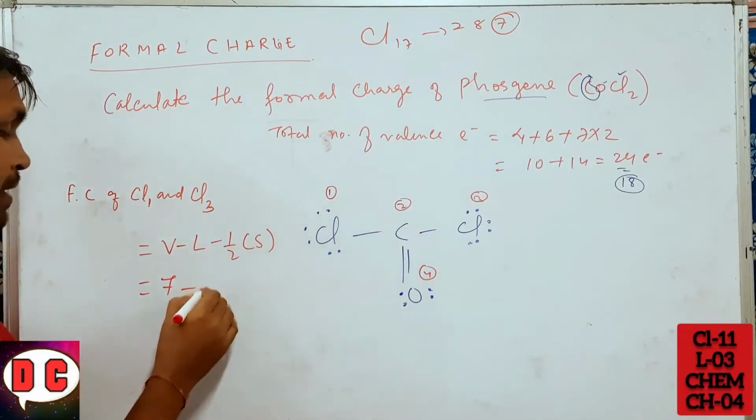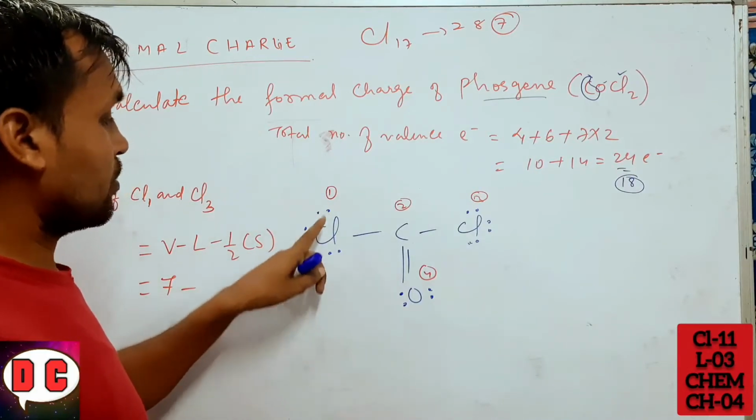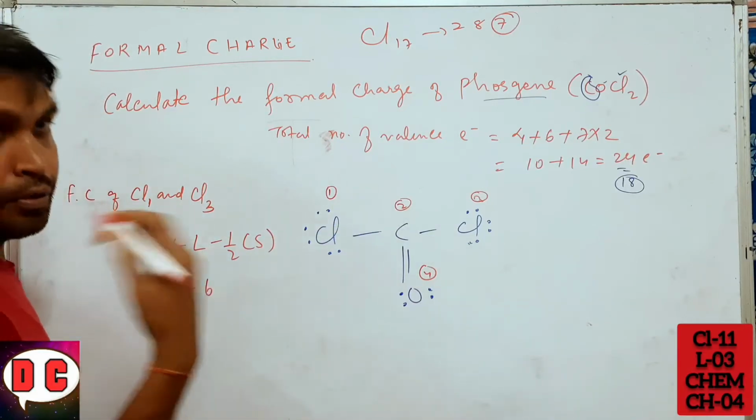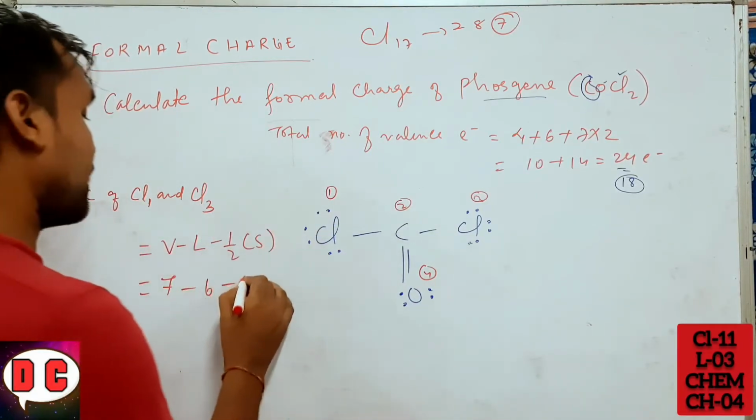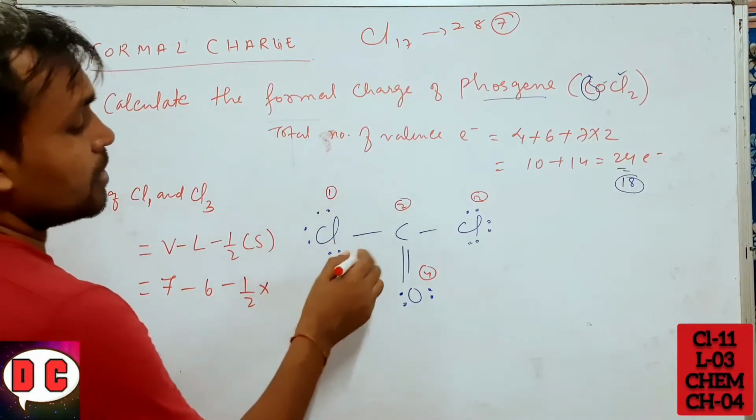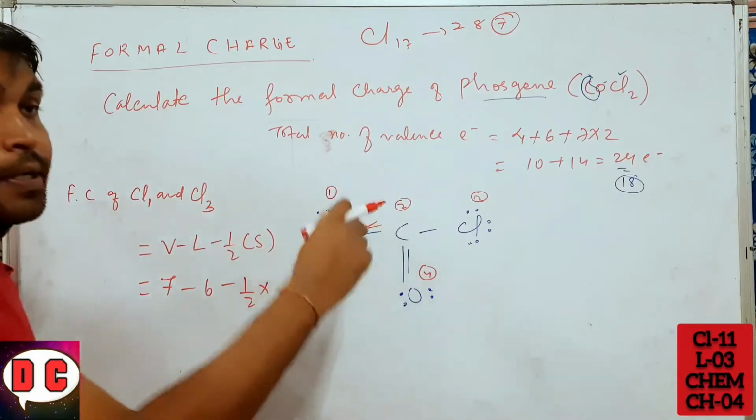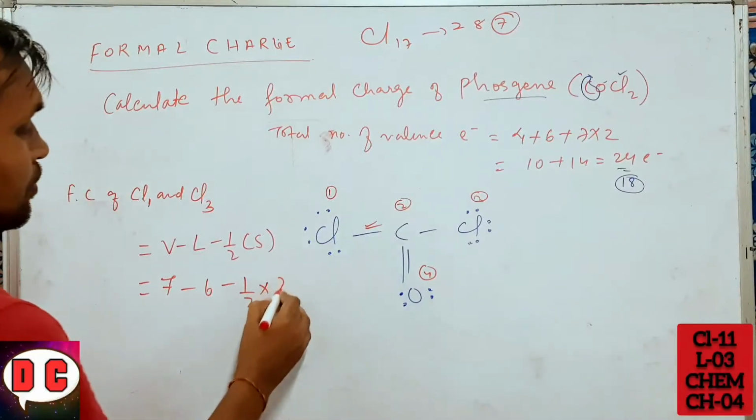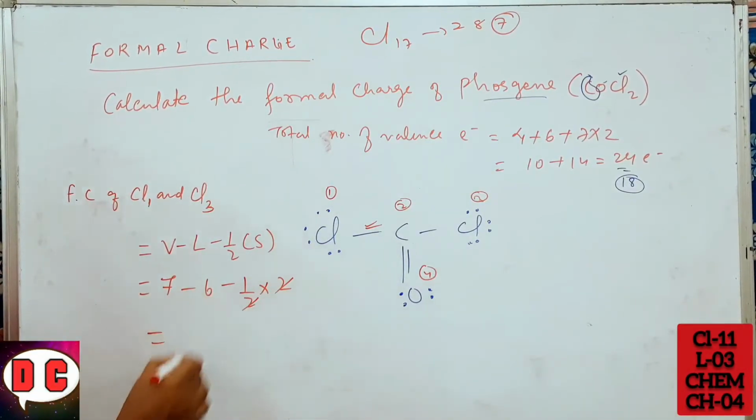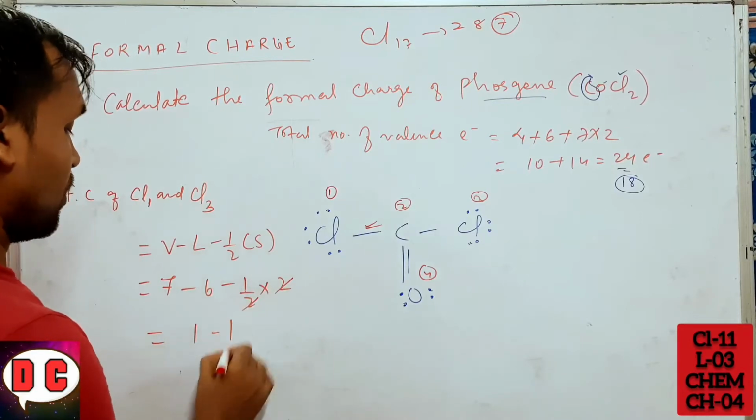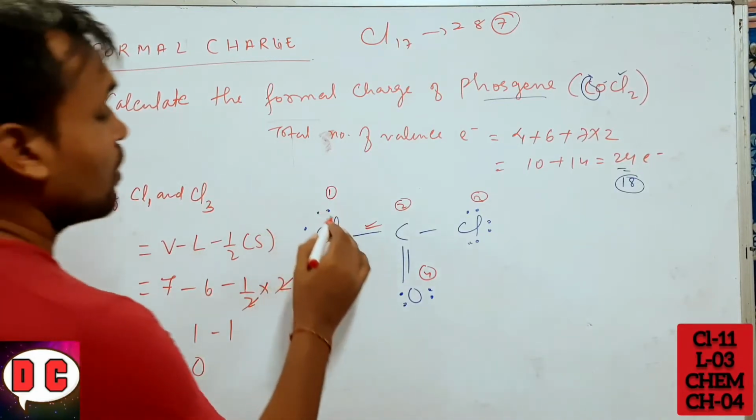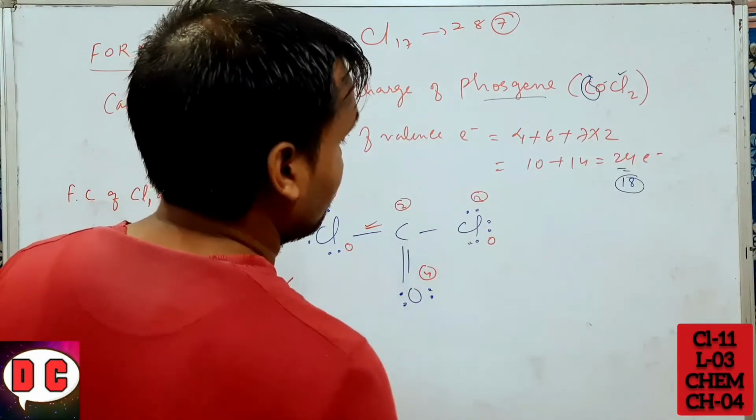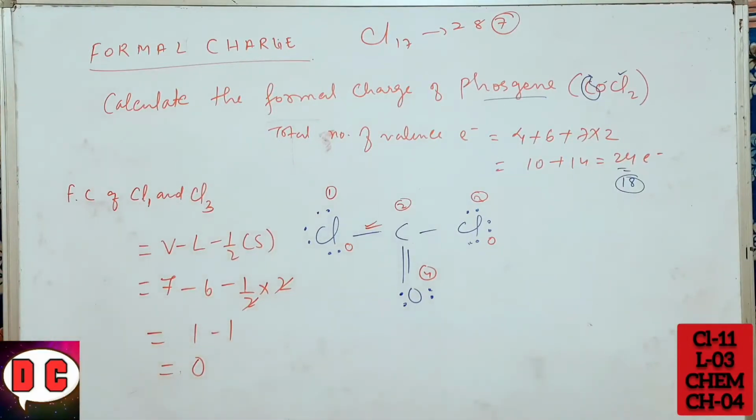So we'll write here 7 minus. What is the number of lone pair electrons it has? 1, 2, 3, 4, 5, 6. 6 electrons are here, which are unused. That is called a lone pair of electrons. Minus half into shared pair. Shared pair means how many bonds it has formed. It has formed only one bond, so for the formation of one bond, 2 electrons are required. So we'll write here 2. 2 cancels. 7 minus 6 is 1, and 1 minus 1 is 0. So the formal charge of this chlorine will be 0, and the formal charge of the other chlorine also will be 0. Hope the point is clear.